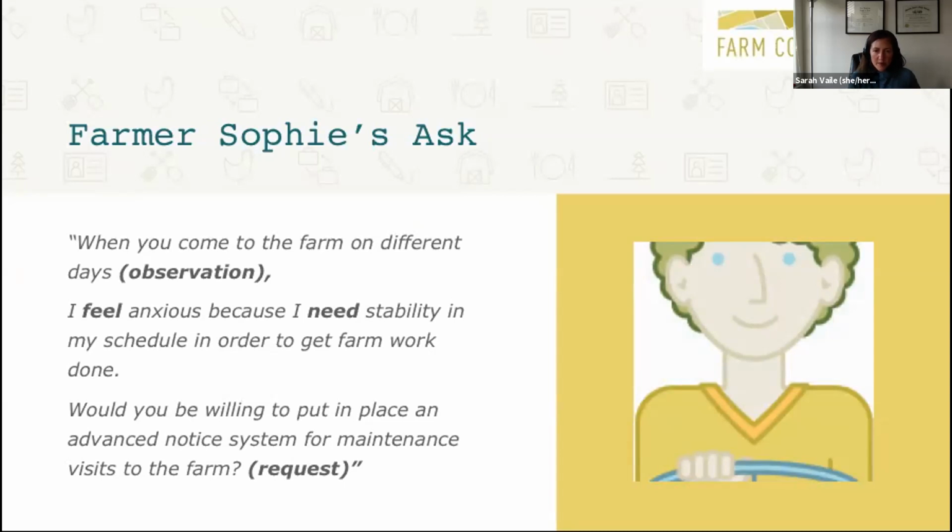That's her request. Farmer Sophie clearly articulates here that she's noticed a change in the mowing schedule and she's feeling anxious because she's lost stability in her farm work schedule. She then makes a request, free of demand, to come to a solution together for moving forward.